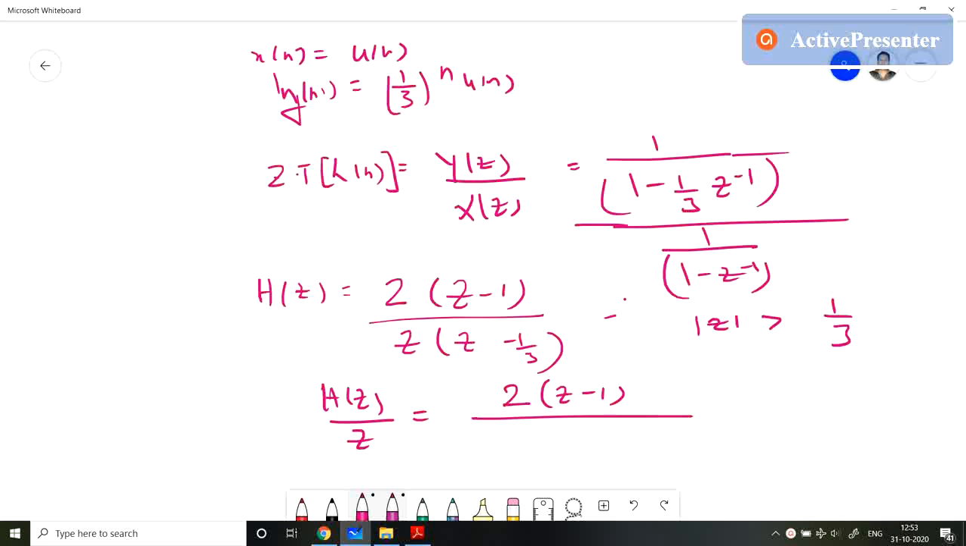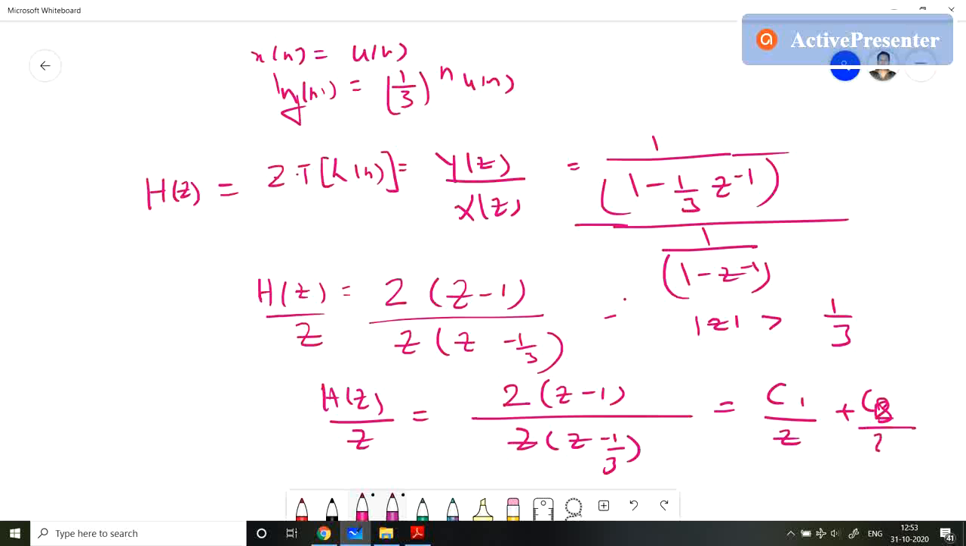So this is S(z) by z, basically. This is H(z) and this is H(z) by z. So we can write S(z) by z as (2z minus 1) divided by z times (z minus 1 by 3), and that is equal to c1 divided by z plus c2 divided by z minus 1 by 3. We can write it in this manner. So H(z) is 2z minus 1 divided by z minus 1 by 3.